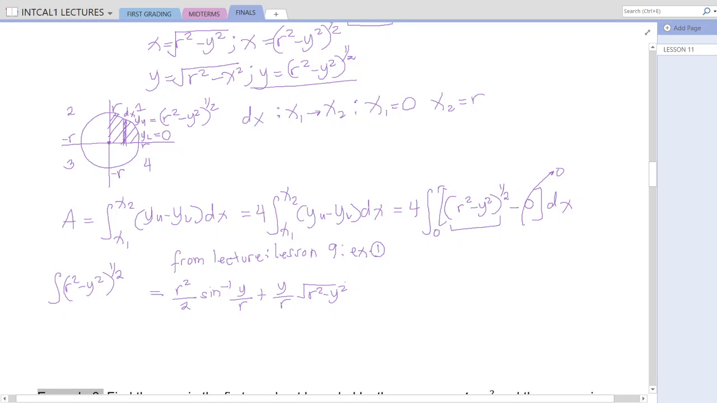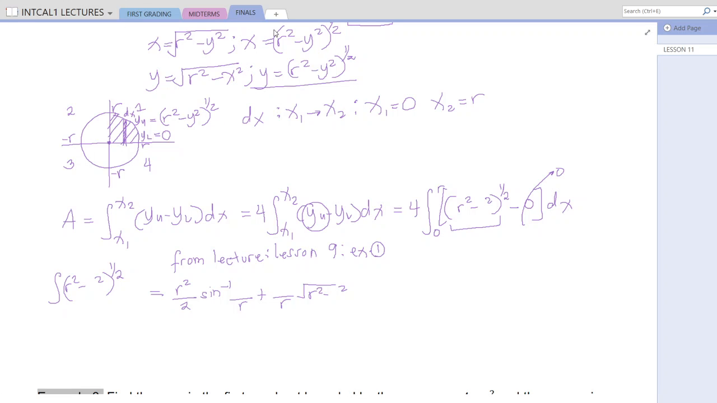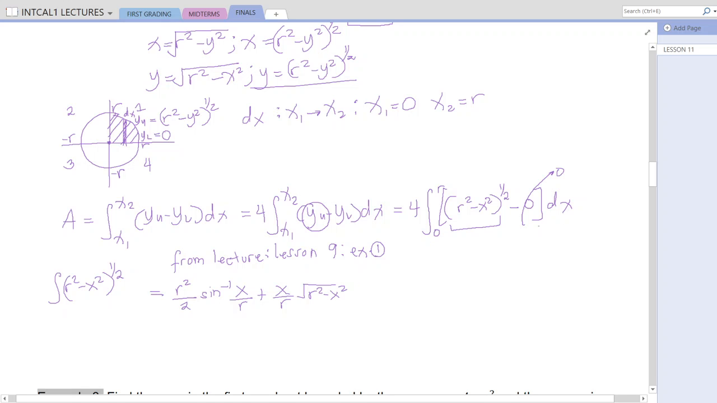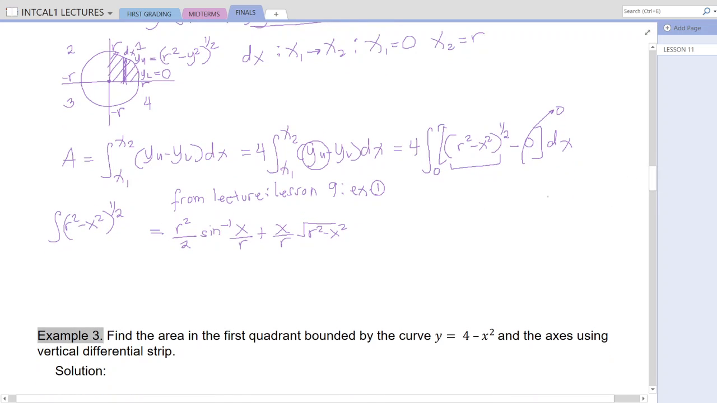But of course, sorry, since that is in terms of y upper, this should be x. So we erase this one, so that it is in terms of x. The y upper there is in terms of x, so we just change this to x, and this one, x and then x. Having this one, that is already the integral of r squared minus x squared raised to 1/2.